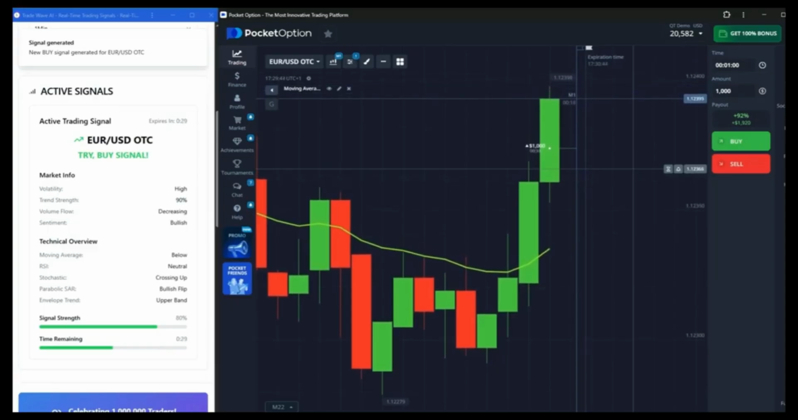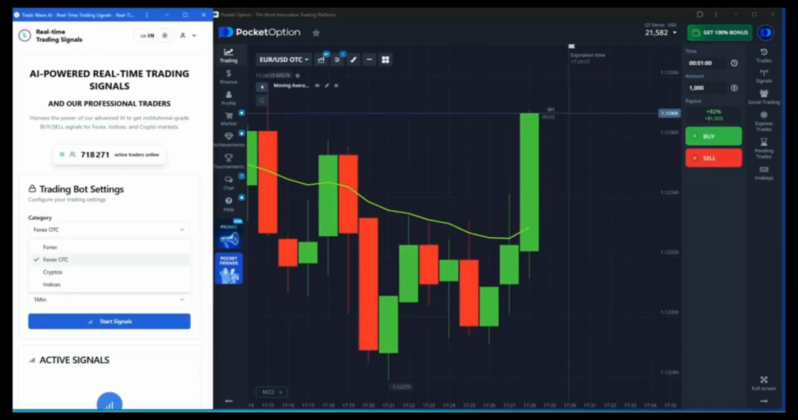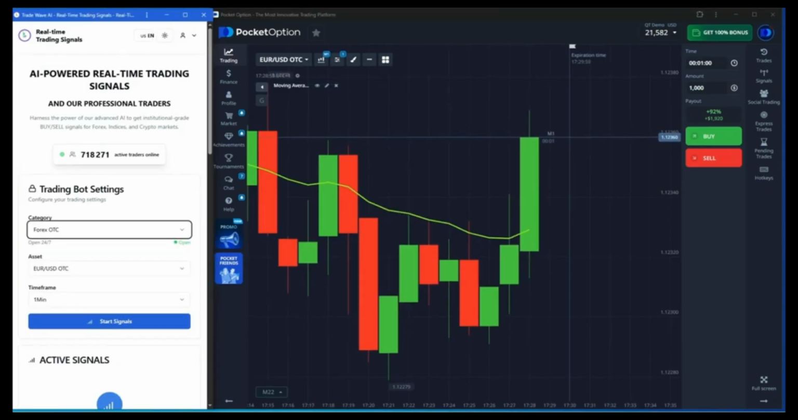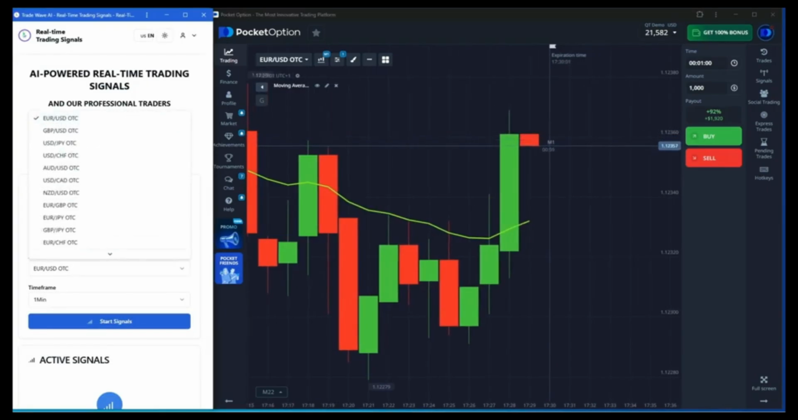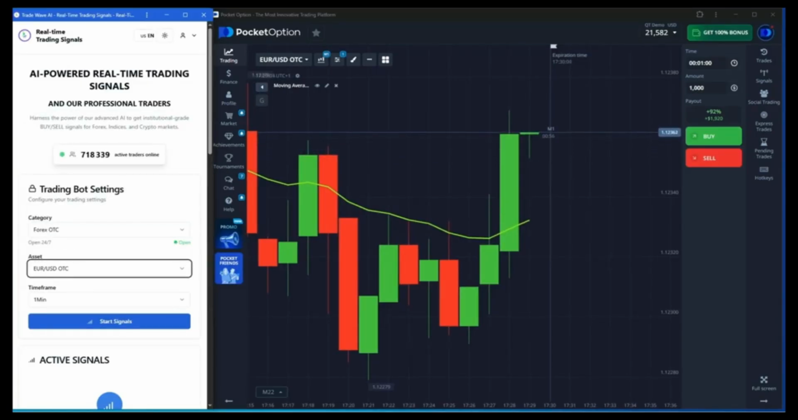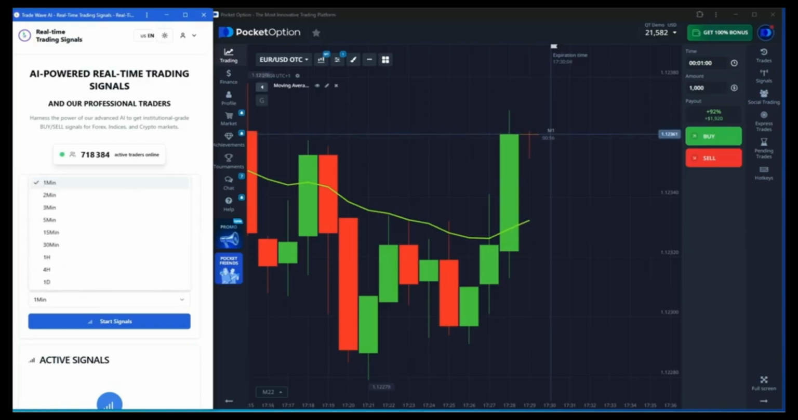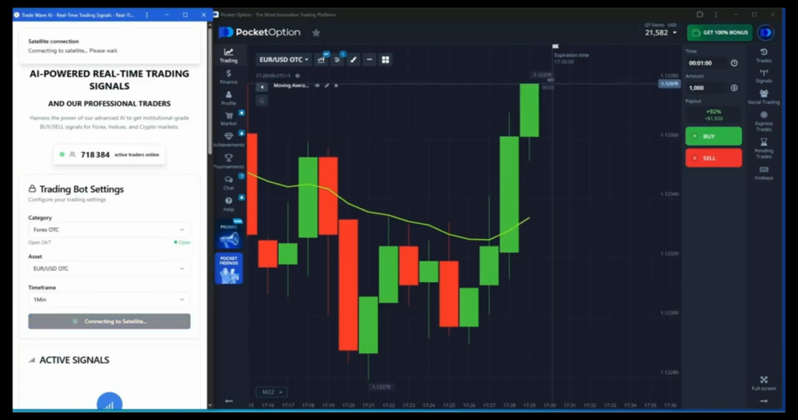It's very simple. First step, choose your category. OTC Forex for binary options, standard Forex, crypto or indices. Then select the asset you want to trade. US dollar to Japanese yen, euro to US dollar, Bitcoin or any other available asset. Next, choose your time frame. 1 minute, 5 minutes, 15 minutes or more.